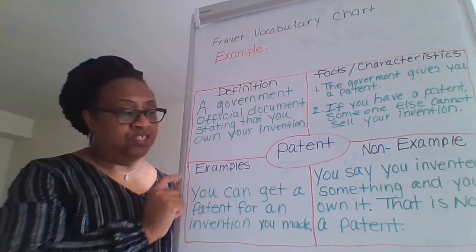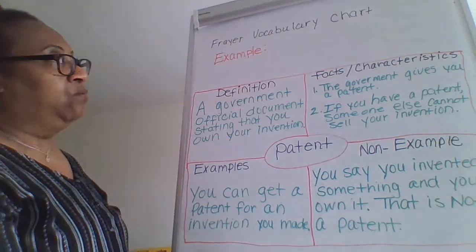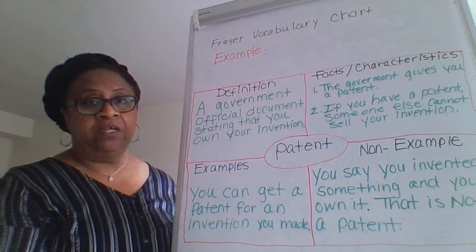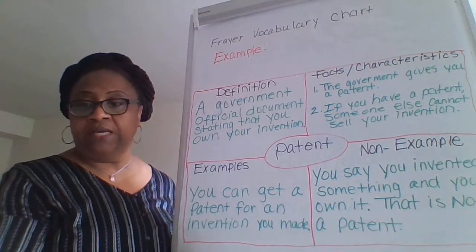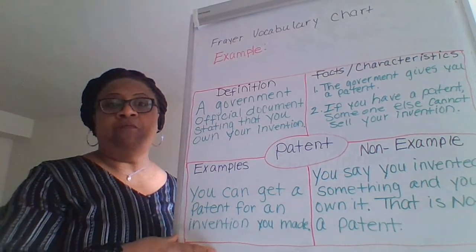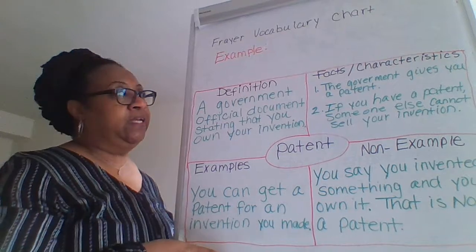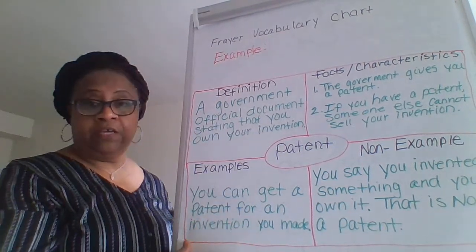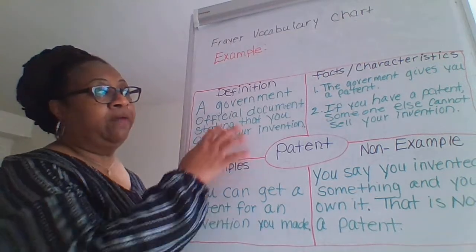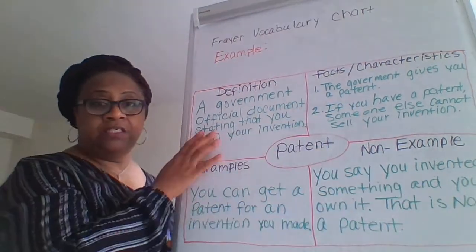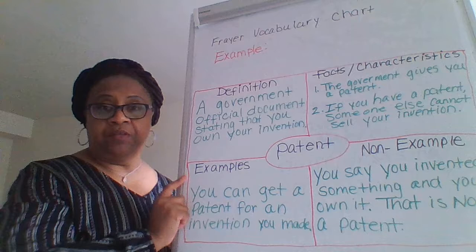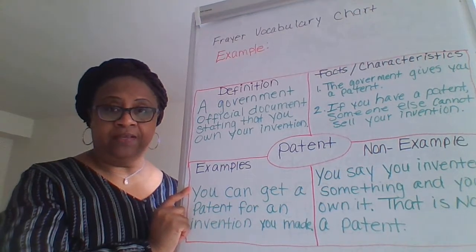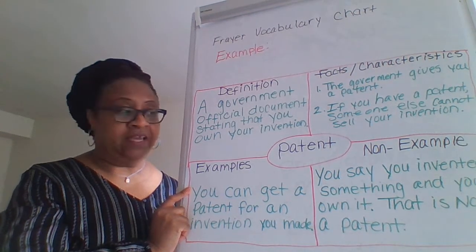Okay? So, I want you guys to go ahead and get started. You only have two activities today. One is defining your words. The second activity is working your Frayer chart, your vocabulary chart. And you will have to complete a chart like this for each vocabulary word. Okay? I hope you all understand.